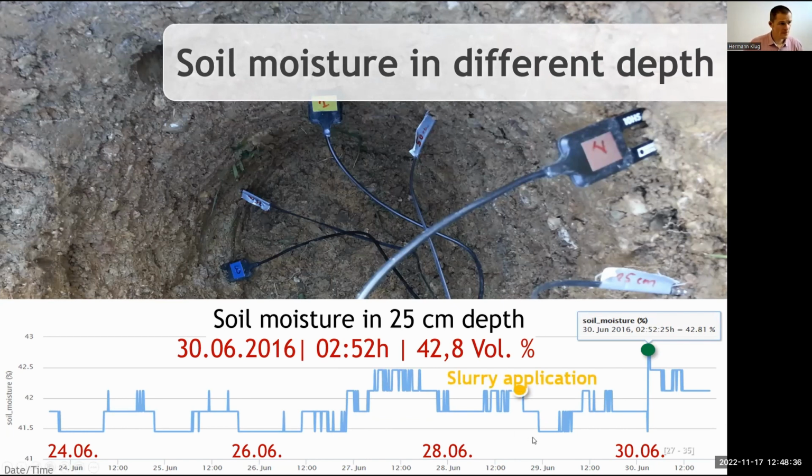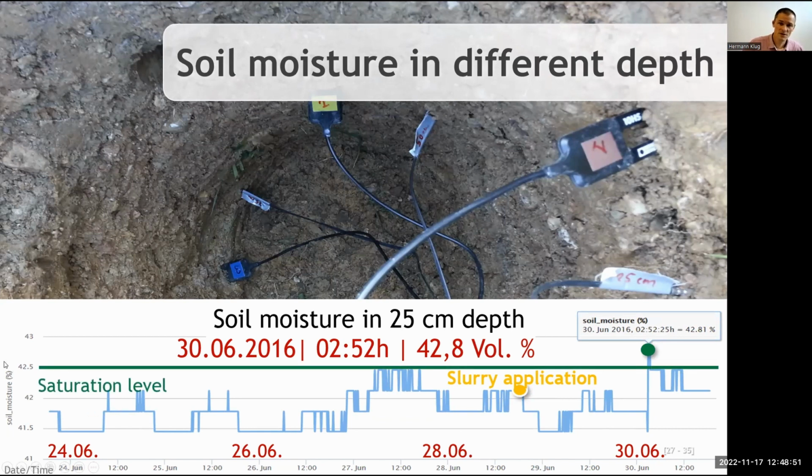Our application, you remember from the picture, was on the 28th at 5 o'clock in the evening. And you see here a precipitation event happening. We know from our soils that the saturation level is at 42.5%. So the fertilization already took place on a very wet soil, which is also not good because of soil compaction, because if you ride your very heavy vehicles on wet ground, you get very high soil compaction. That's one thing.